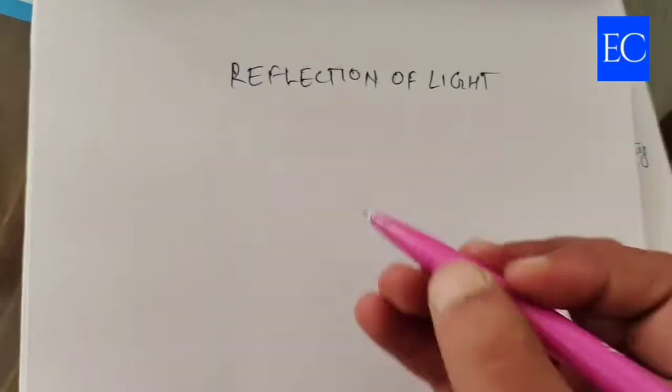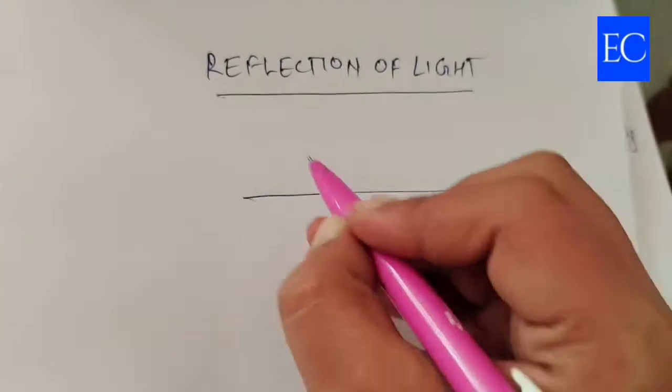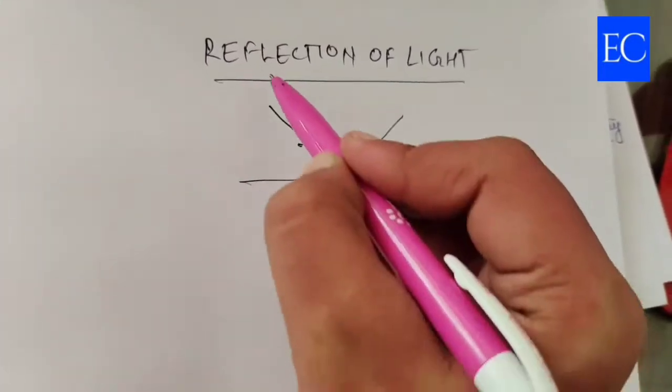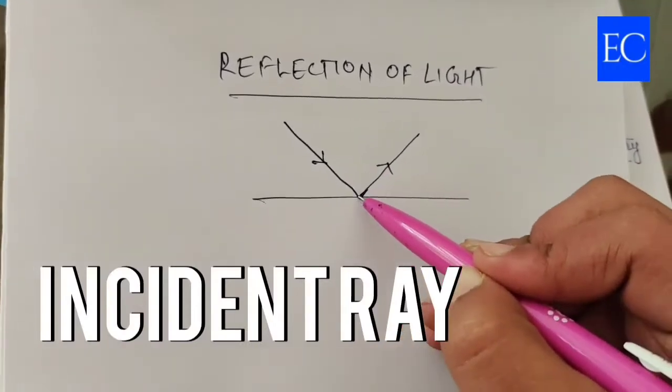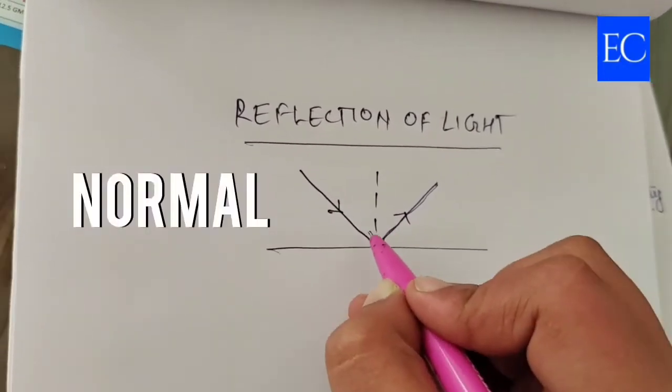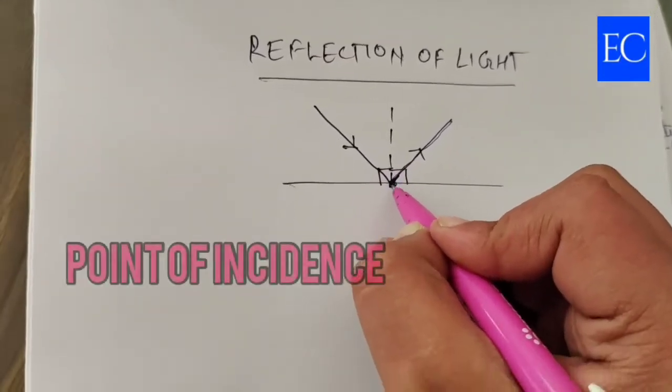So this video is about the basic introduction, and reflection of light is simply the bouncing back phenomenon of light. This ray which is falling on the surface is known as the incident ray, and that which is reflected is known as the reflected ray. Let's first draw the normal. Normal is a perpendicular line on the point of incidence. This is the point of incidence.